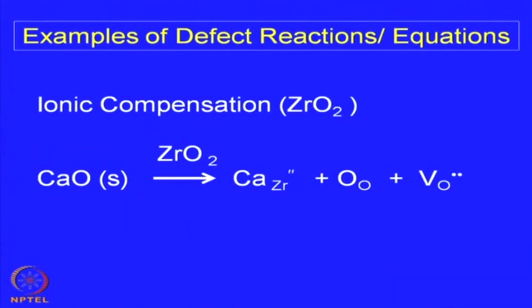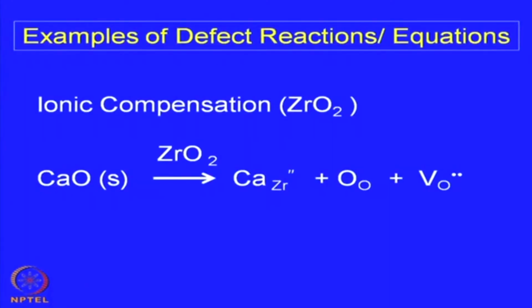Now, we have already seen how to write reactions. This is another few examples in a slightly different way. There are two possibilities. One is what we call ionic compensation, because we are talking about non-stoichiometric oxides. So, the right kind of ratio is not there, and both the species are charged species.